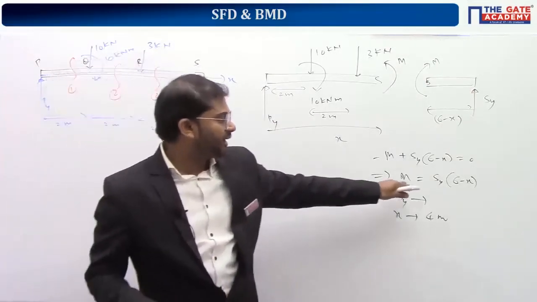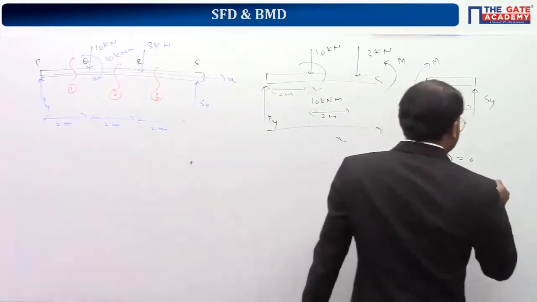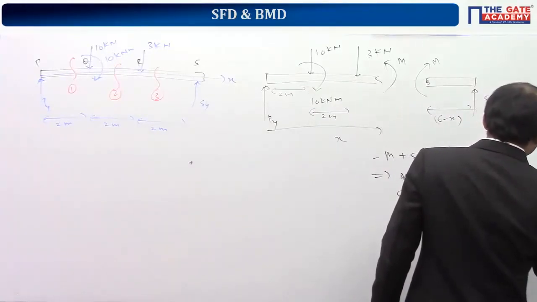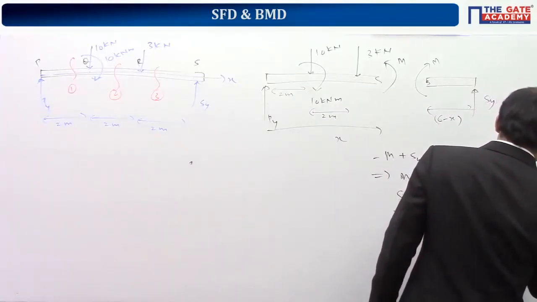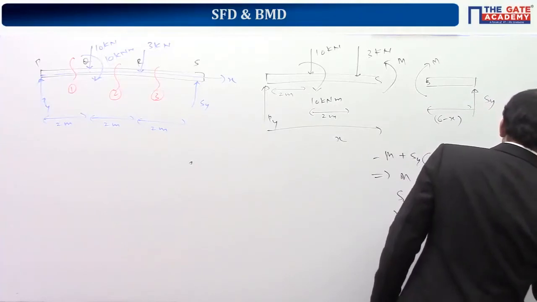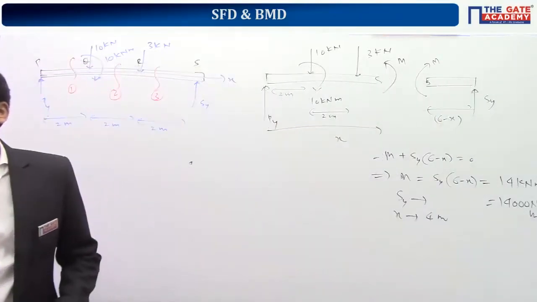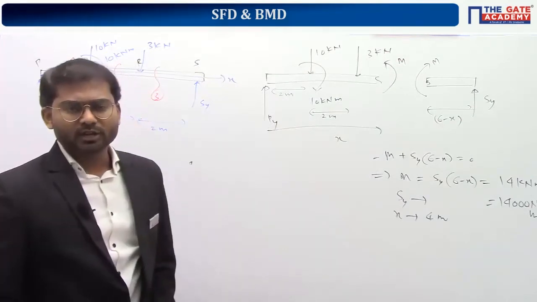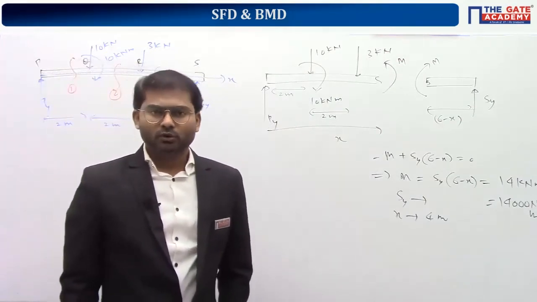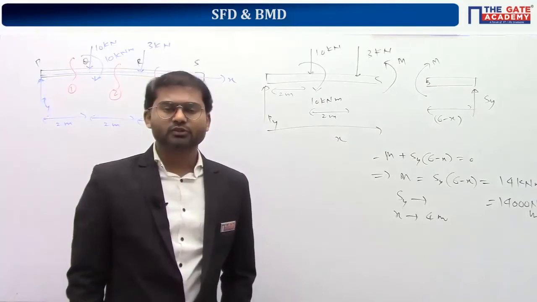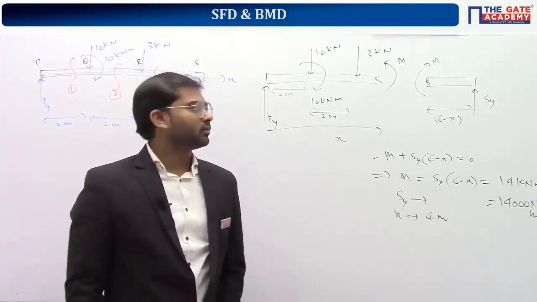So if you solve it, you'll get the value of M, which actually comes out to be 14 kilonewton meter, but our answer should be 14,000 Newton meter, because in this question they're expecting us to give the answer in Newton meter. Okay, you understood the unnecessary steps? So that's the reason why I made you solve this question. So I hope you have understood the unnecessary steps.